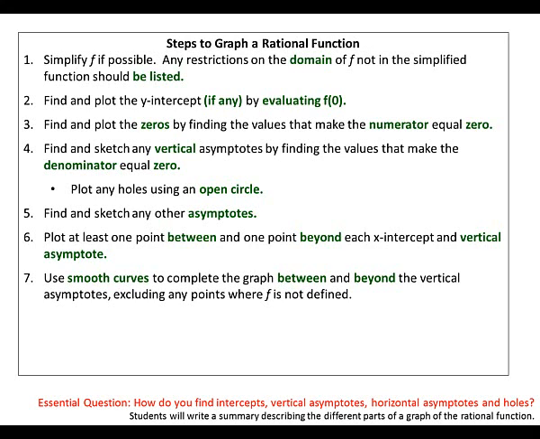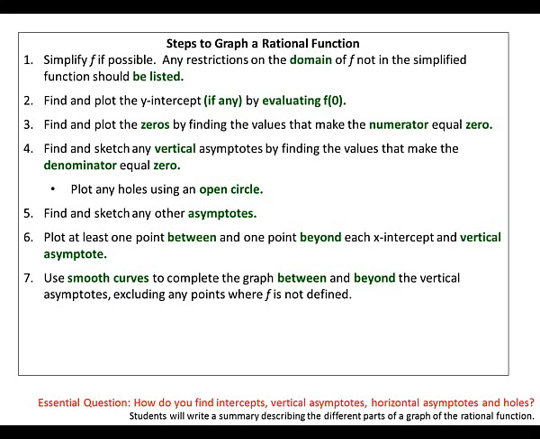All right, so the good thing to do when you get lost in your homework doing this is obviously to go back to the box because it kind of steps it out for you. So you can maybe remember what we did. We're going to simplify f if possible. Any restrictions on the domain of f not in the simplified function should be listed. So basically make sure you write down your holes. You're going to find and plot any y-intercepts by evaluating f of 0, which is not something new. We did that with our polynomials.